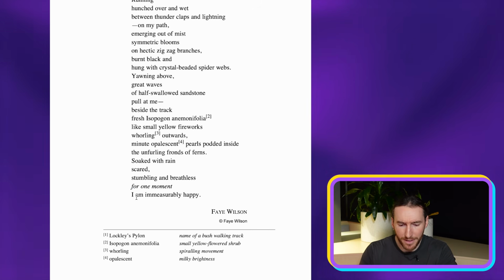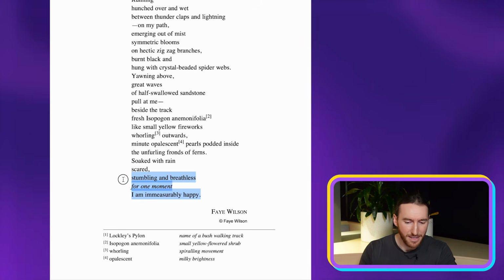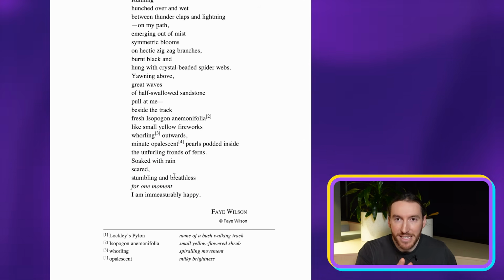So you've also got the final line there. It's not quite short syntax because, again, there's all that enjambment. The sentence begins with "soaked with rain." But again, we've got that physical discomfort contrasted with that realization of the beauty of nature. And then it culminates, this whole thing ends with this "immeasurably happy" description.